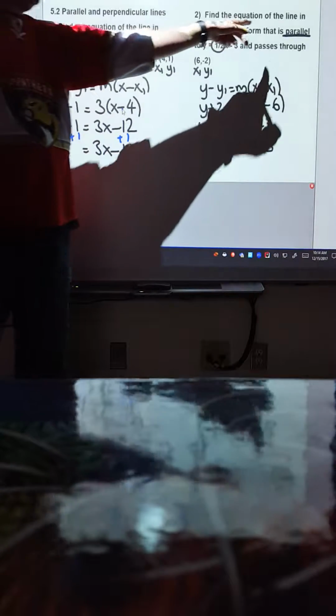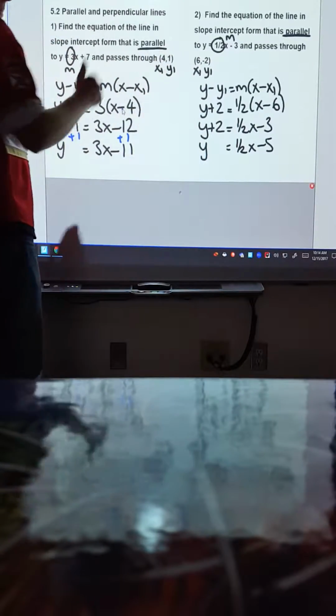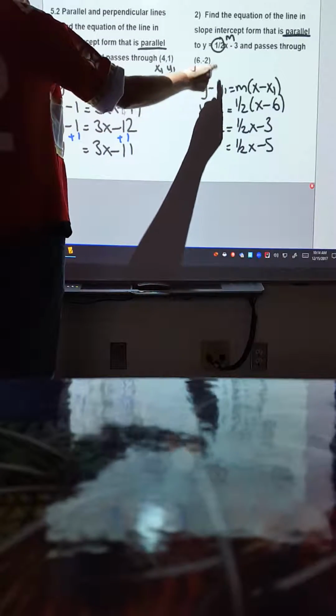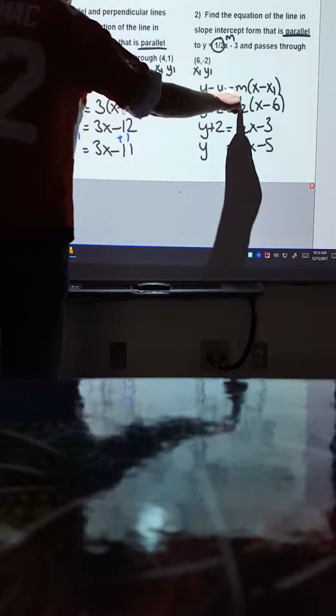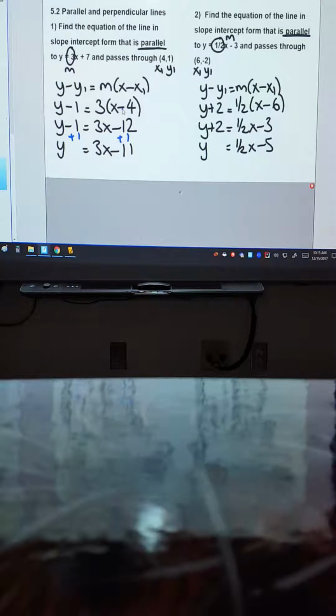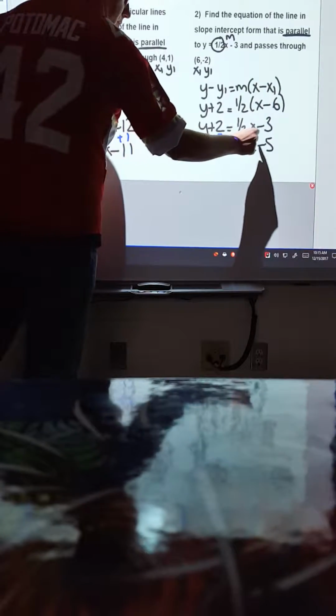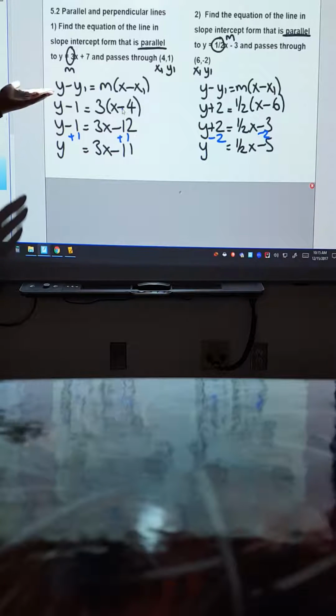Our other question also says parallel, so the slope of y equals 1 half x minus 3 is just going to be 1 half. Label my coordinate, and then follow those 4 steps. Write out the formula, substitute in the numbers, being particularly careful with this one. When we subtract negative 2, it gives us a positive 2. And when we distribute here, 1 half times x, 1 half times negative 6. And on our last step, we're just going to bring this positive 2 to the other side by taking away 2 from both sides. And negative 3 take away 2 gives us negative 5, and then we are finished.